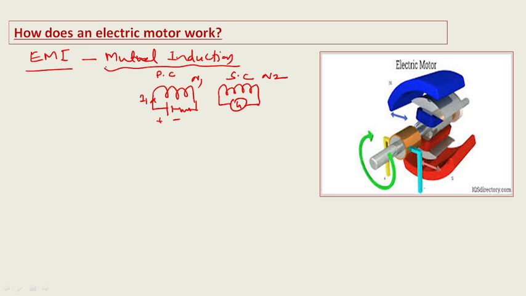So in mutual induction, following the electromagnetic induction principle, it states that if there is a change in current in the primary coil, it will induce an EMF in the secondary coil. This is the principle of mutual induction. And we know that the SI unit of mutual inductance is Henry, which is denoted by capital H.